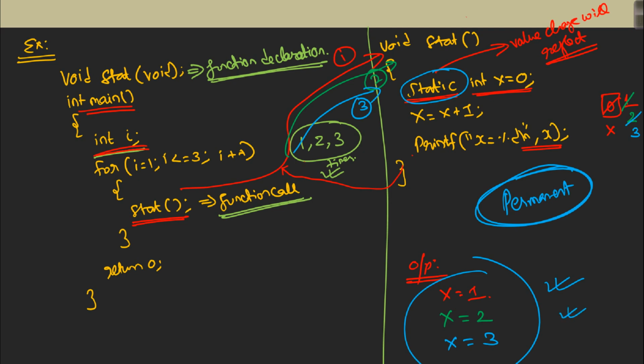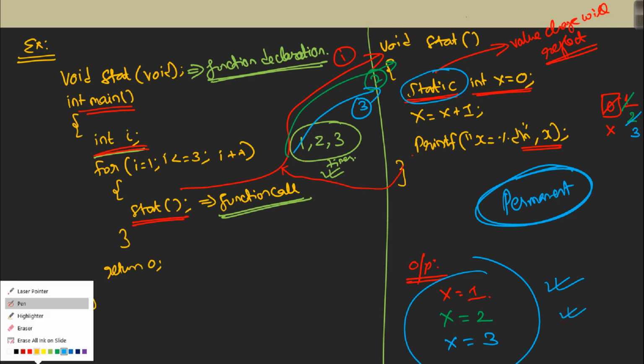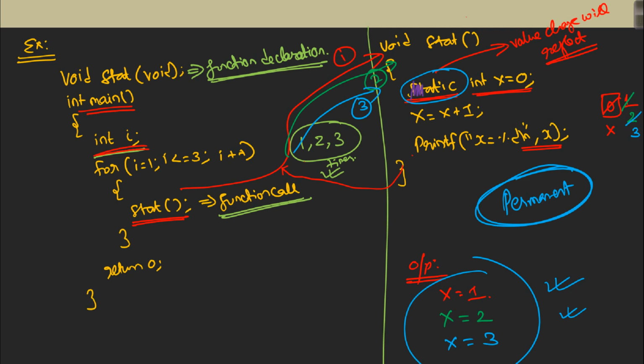Okay, one interesting thing I will tell now. Suppose you are not using the static keyword, then what will happen? First time you will be calling x equal to 0, x equal to x plus 1. So you will be printing x equal to 1. Second time you will be calling, it is reinitialized to 0. Then you will be getting x equal to 1. Third time you are calling x equal to x plus 1, 0 plus 1, x equal to 1.